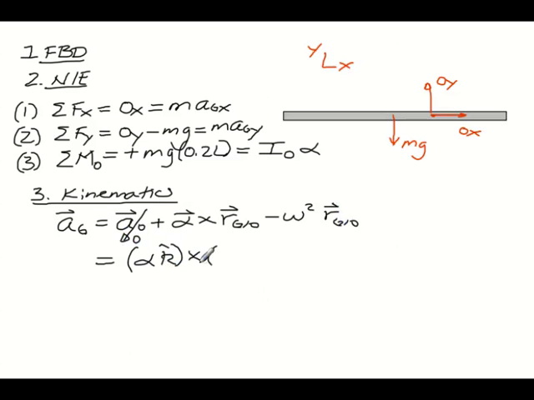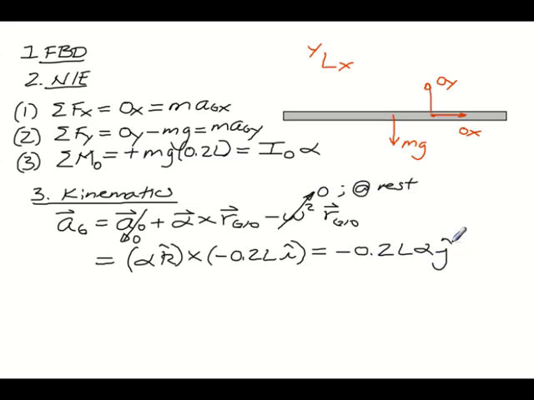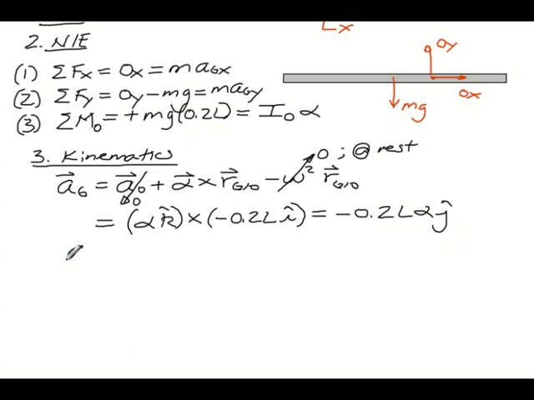And the vector which goes from O to G is going to be minus 0.2 L in the i. Omega, it says it's released from rest. So what we have here is a minus 0.2 L alpha in the j. What's the point? Well, the point here is that there's no x component of acceleration of G. The y component, which we need, is equal to minus 0.2 L alpha. So that's going to be our fourth equation.